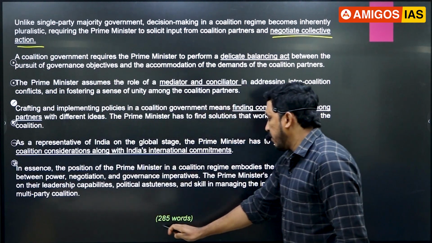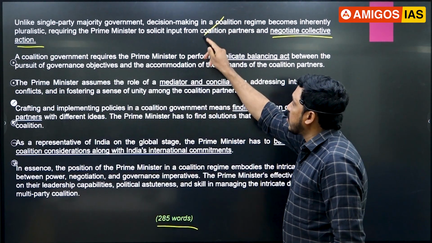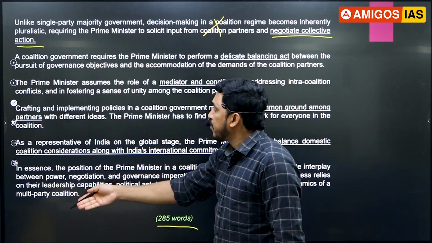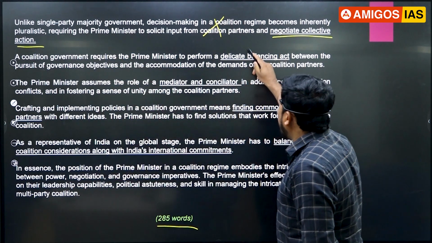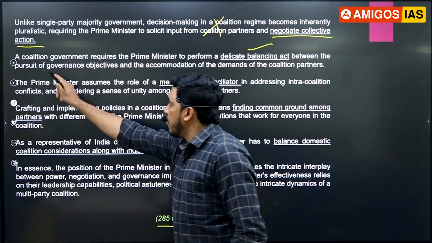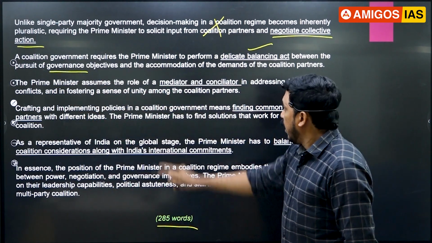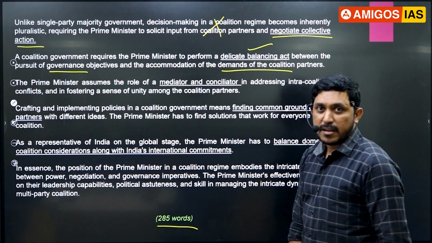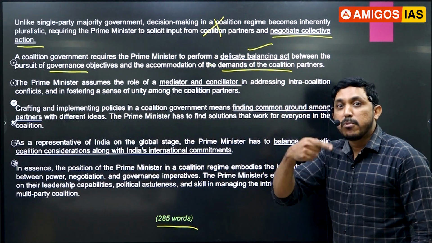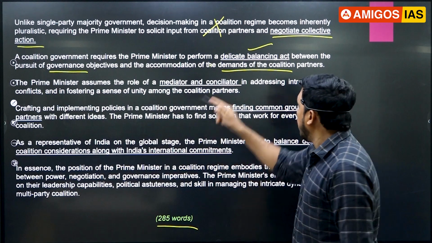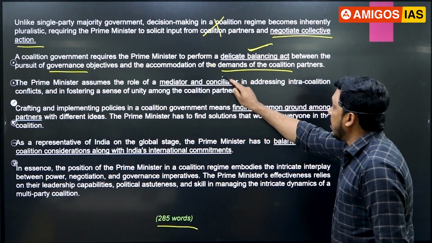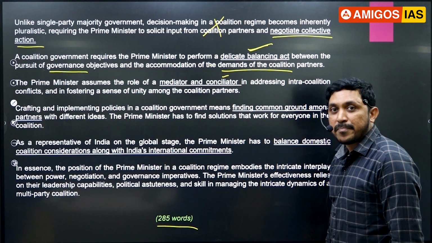Okay, because it's 285 words, you can just skip this line because already in the previous paragraph you have addressed that. Then you can use this word here, balancing, because there is one governance which the prime minister has to handle. Next one is the demands of the coalition partners. That means the key word here is the balancing act the PM has to do. Position of PM, role of PM, balancing act, forging consensus, and you can see here mediator and conciliator.